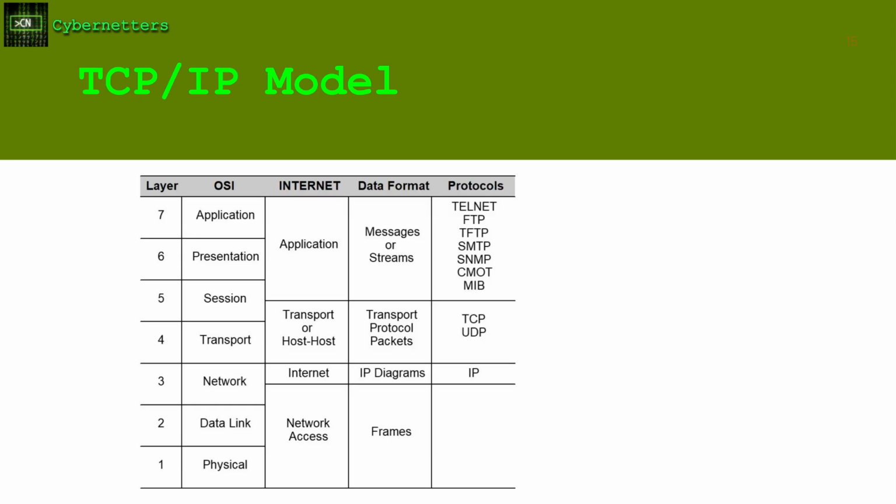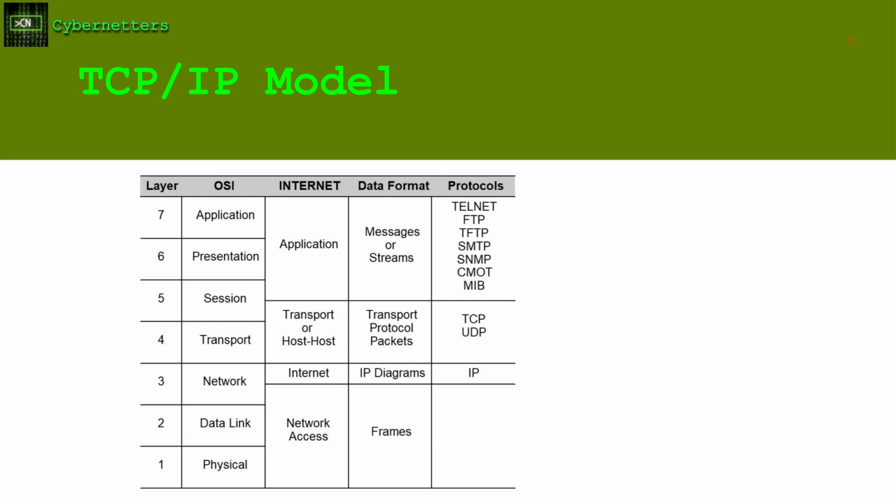As we talked about earlier in this video, we have two communication models, and the second one is the TCP/IP model. One of the differences compared to the OSI model is that it has four layers, which are application, transport, internet, and network access layers. The application layer on the TCP/IP model covers the application, presentation, and session layers.